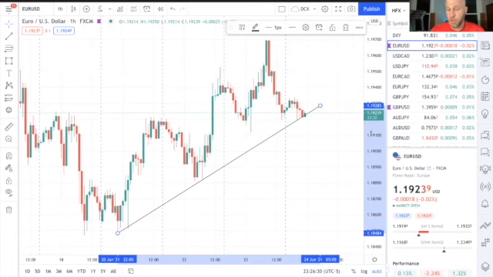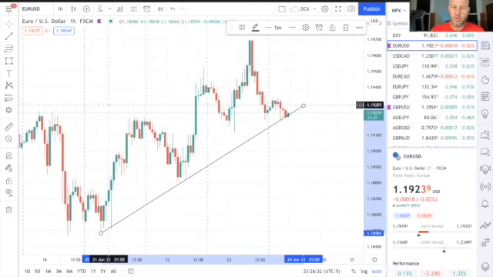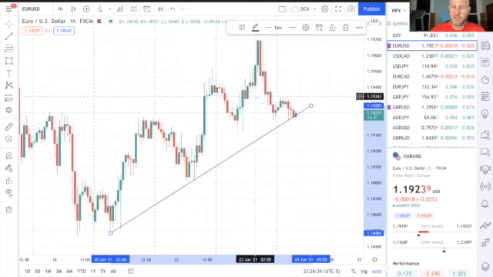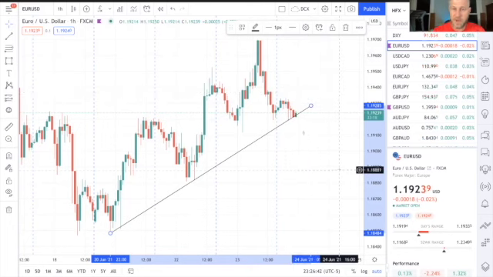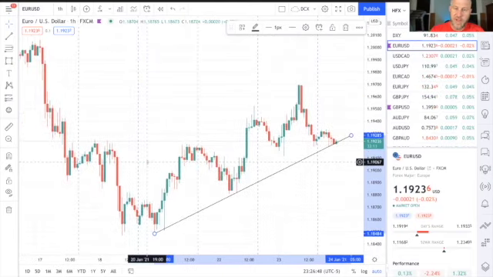Now eventually it will break. You're always going to have a break. It usually will test these trend lines maybe 4, maybe 5 times, sometimes only 3. But usually on the 4th or 5th time, it's eventually going to break the opposite way, down or up. So you've got your trend there.